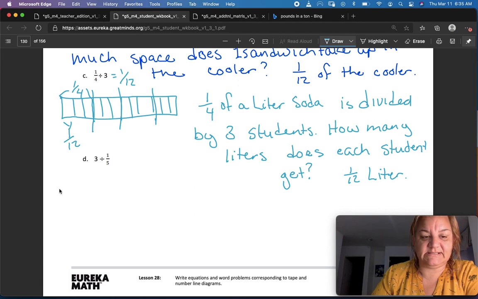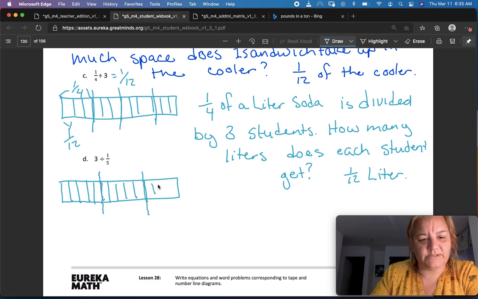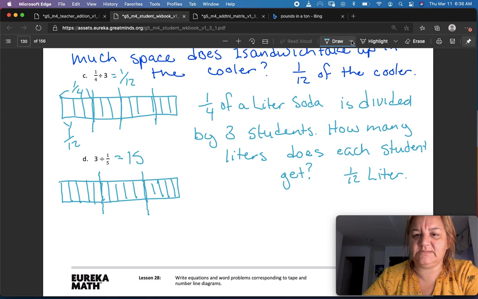Letter D, which is 3 divided by 1/5. So there's 3 wholes, and we're going to divide those into fifths. So 1, 2, 3, 4, 5. 1, 2, 3, 4, 5. 1, 2, 3, 4, 5. Okay. And that would equal how many of those? 15. So I could switch colors here.